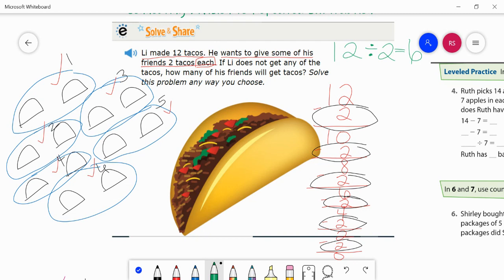We have our picture, we have our repeated subtraction where we took away 2, took away 2, took away 2 until we were left with none. And we turned that into our division problem, which would be 12 total tacos divided by 2 tacos each equals 6 friends who get tacos. All right, let's take a look at some more examples with repeated subtraction and connecting it to division.